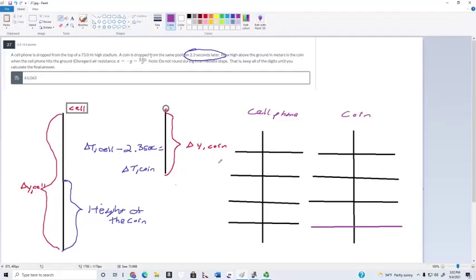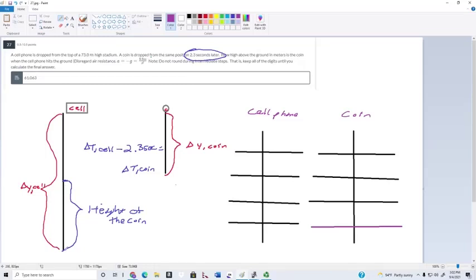So you've got a cell phone that is being dropped from the top of a 73 meter, that's my numbers, your number will be different, but 73 meter high stadium. And as the cell phone is dropping, the time is clicking, and 2.3 seconds later, a coin is dropped from the same height. So now both the coin and the cell are dropping at the same time.